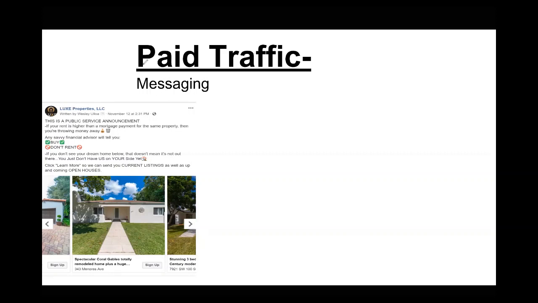Lux Properties, one of our clients, this is the ad we ran for them. Let me read it to you. This is a public service announcement. If your rent is higher than a mortgage payment for the same property, then you're throwing money away. Any savvy financial advisor will tell you, buy, don't rent. If you don't see your dream home below, that doesn't mean it's not out there. You just don't have us on your side yet. Click learn more so we can send you current listings as well as up and coming open houses.